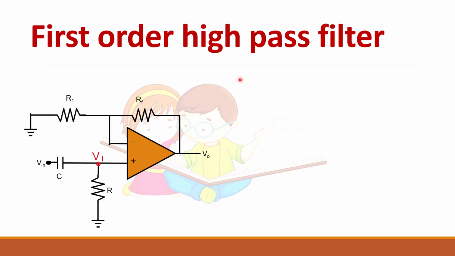So let us see a first order high pass filter. This is a first order high pass filter. This op-amp is connected in a non-inverting mode because the input is connected to the plus terminal. For a non-inverting op-amp, we know the gain is 1 plus RF by R1.